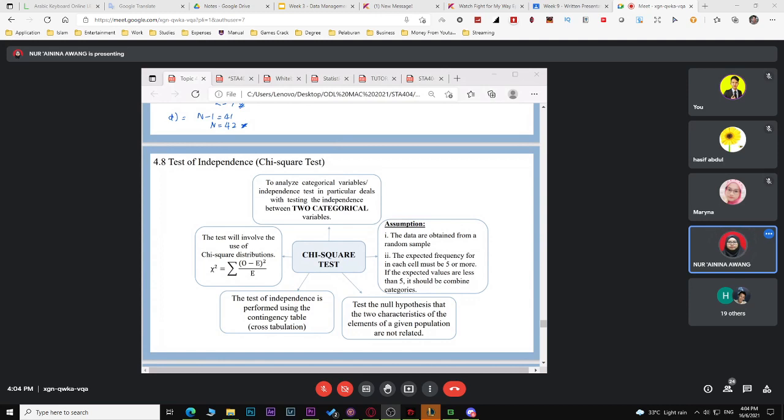So for today we will finish topic 4, right? For today we will look at the last subtopic for topic 4, which is test of independence or chi-square test.